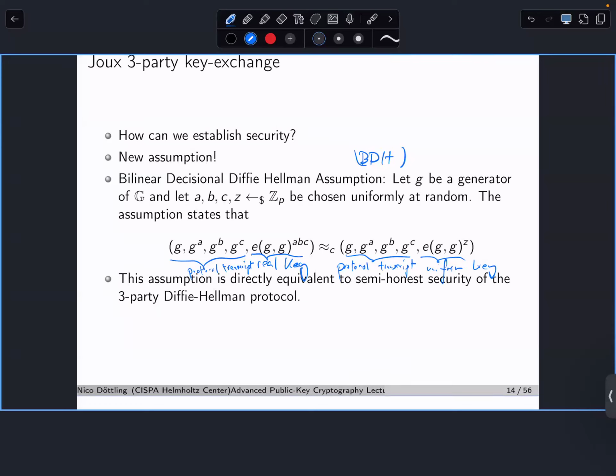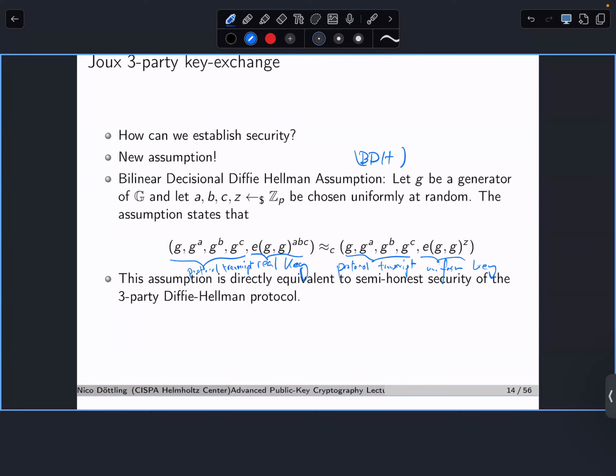But what we have is the exact opposite, right? So if CDH is false, then this assumption is false. Or stating it trivially, if this assumption is true, then CDH must also be true in the source group, which doesn't tell us anything about this assumption, right? We want to not derive hardness of other assumptions from this assumption. We would like to base this assumption on other assumptions. But this is a good point, right? It's just that the arrow goes in the wrong direction.